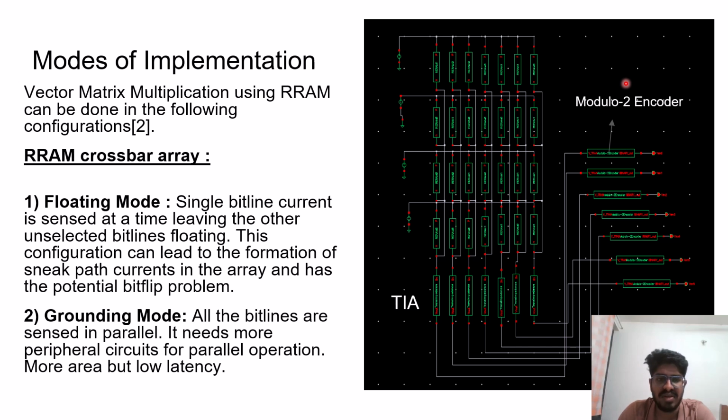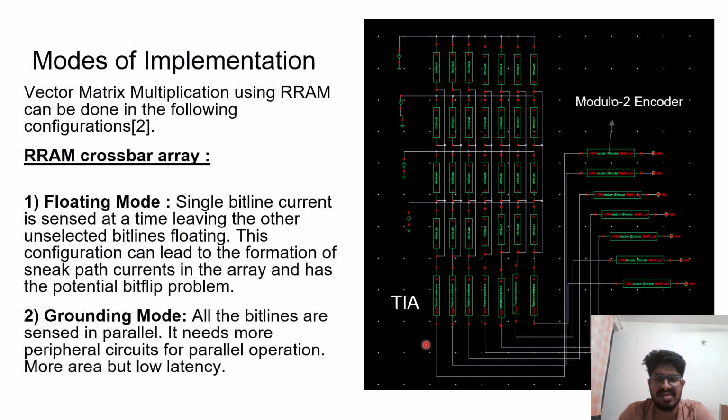What is grounding mode? In the grounding mode, basically what we do is all the bit lines are sensed at a time. This is parallelism. All the bit line currents are sensed at a time. In the floating mode, only one bit line is sensed at a time. So all the other unselected bit lines are left floated.